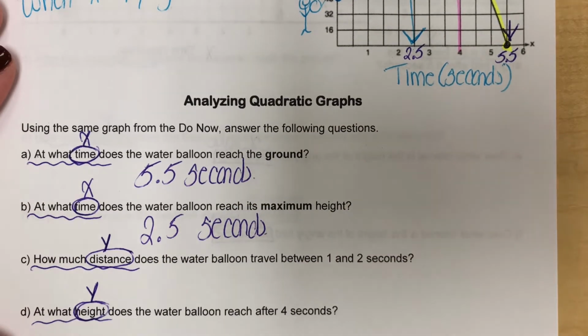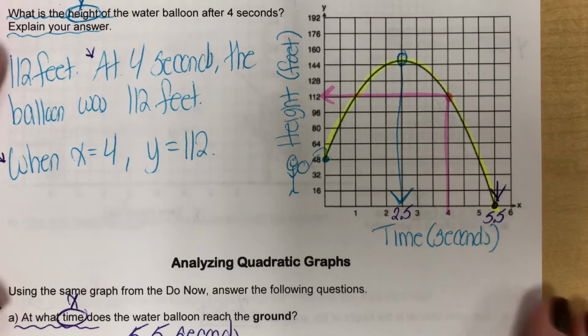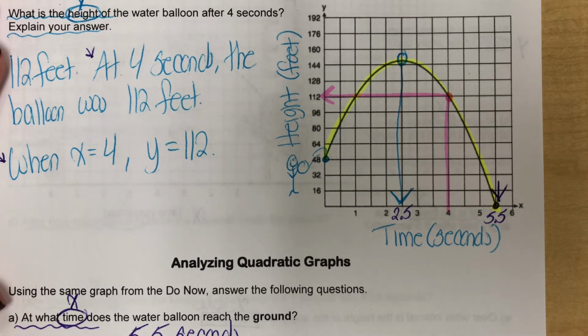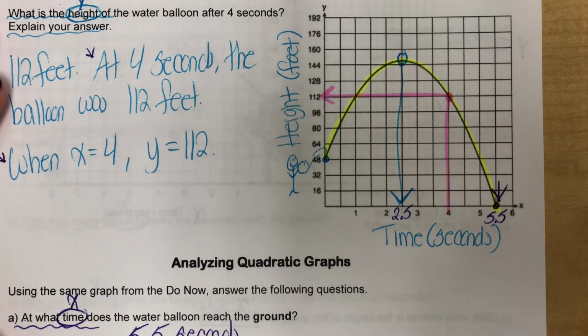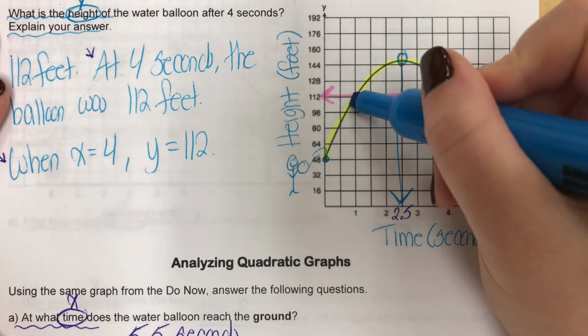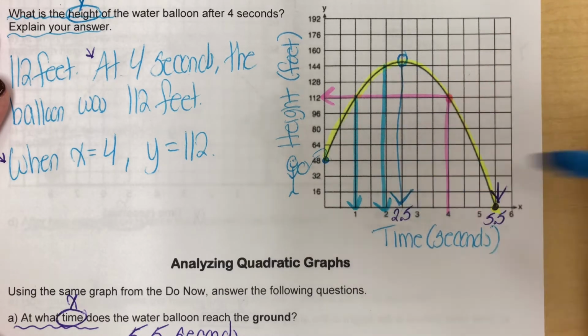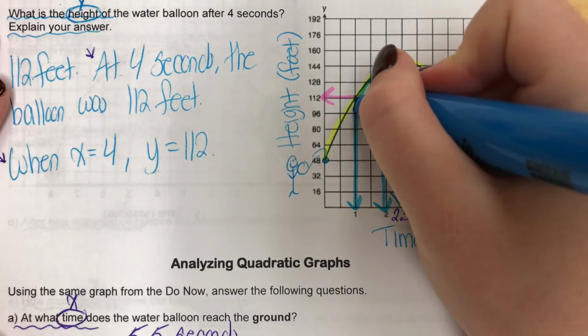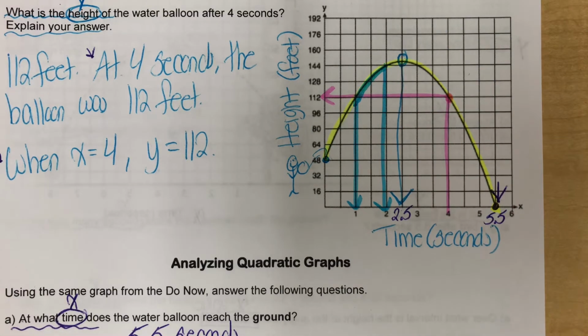Part C, it says, how much distance does the water balloon travel from 1 to 2 seconds? So this might be a little bit tricky. So let's look at this part with a different color highlighter here. Let me do a blue one this time. So if it says between 1 and 2 seconds, well, here's 1 second. Here's 2 seconds. I want to look at the path of that water balloon from 1 to 2 seconds. So I'm only looking at that blue chunk that I just highlighted out here.